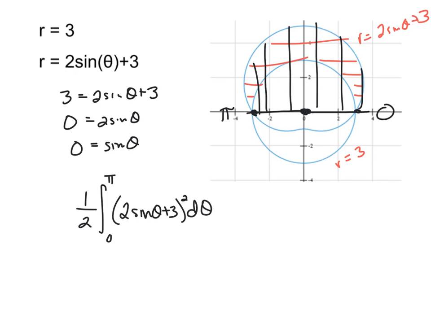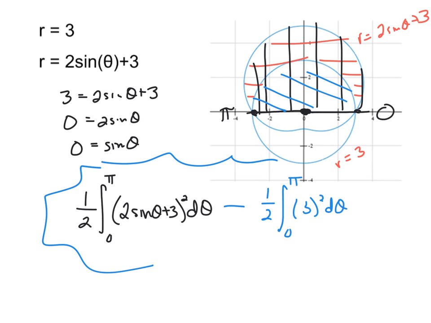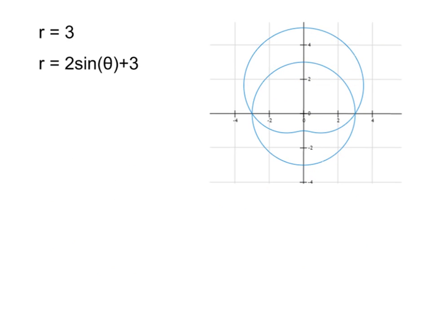Okay, 1/2 the integral from 0 to pi of just 3. That gives me this area right there. So if I subtract the two, that will give me the area that I originally wanted, that red shaded area. Let's look at another area.